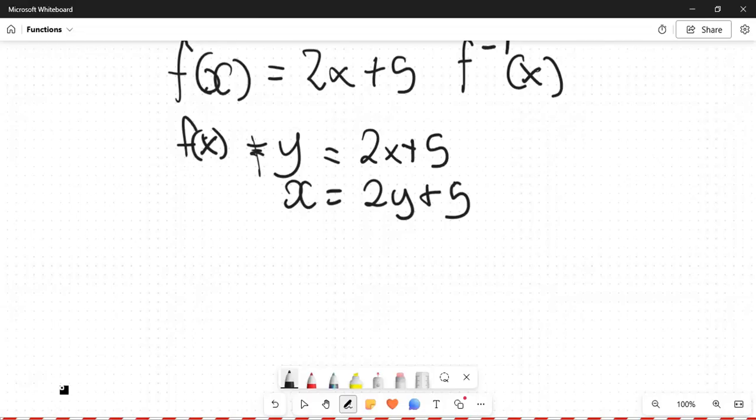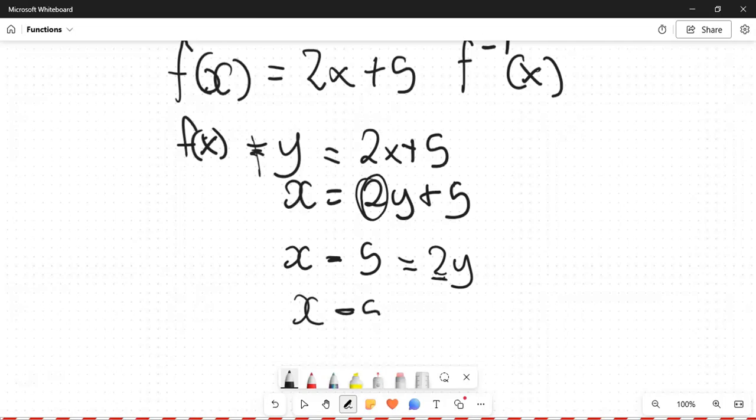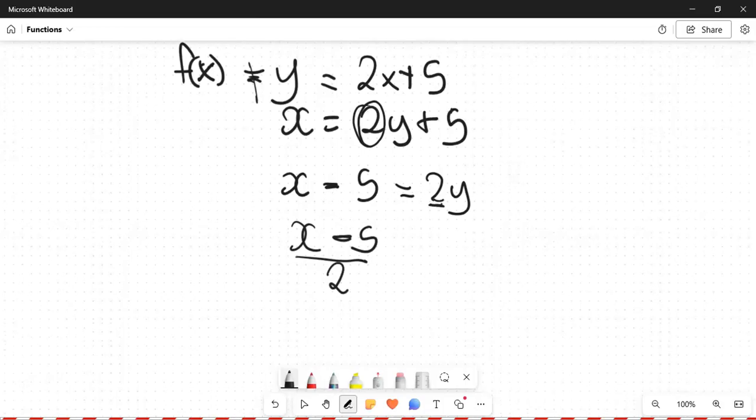So it's going to be x minus 5. After making 5 jump the equal sign, it will be x minus 5 is equal to 2y. Then we divide by 2 in order to get our inverse. So it's x minus 5, divided by the value next to y. In that case, our inverse will be x minus 5 over 2. And this is our inverse function right here, and this is our final answer.